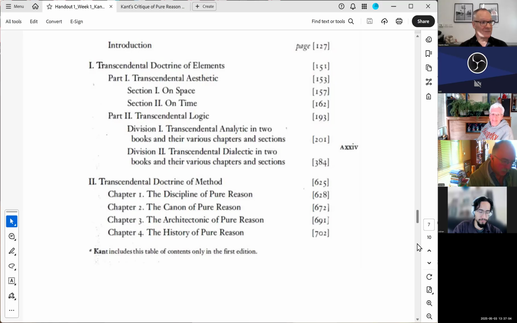Now, I'm just wondering why I didn't have a contents for the second edition. I don't know, just to make it harder. In the Cambridge edition, they have their own contents pages, seven pages of very intricate structure which they've elucidated for us, which is extremely helpful. But he doesn't make it easy.